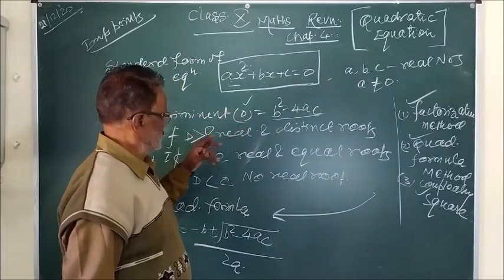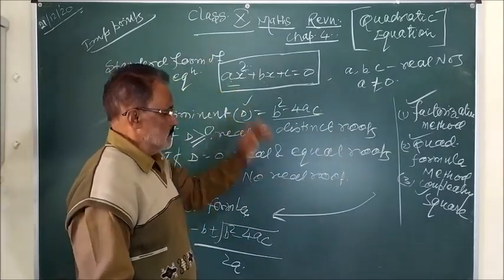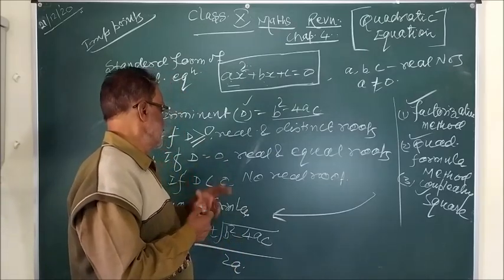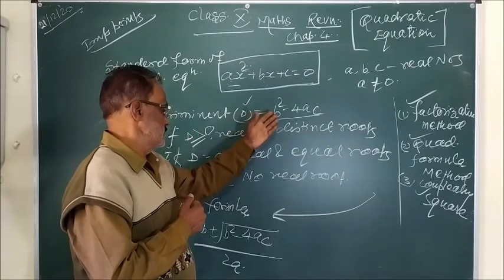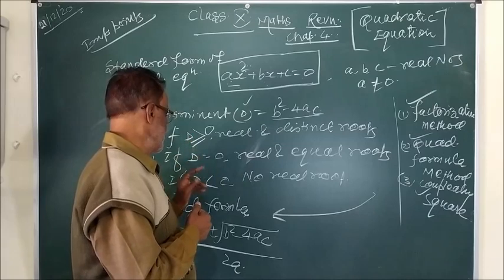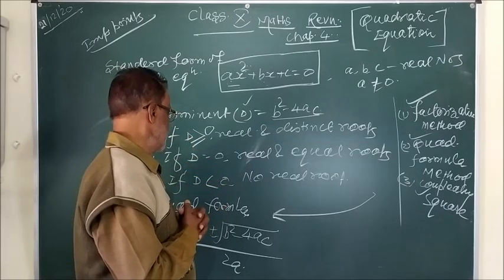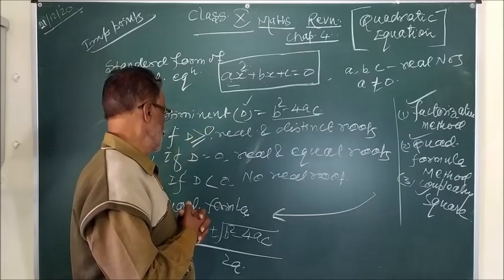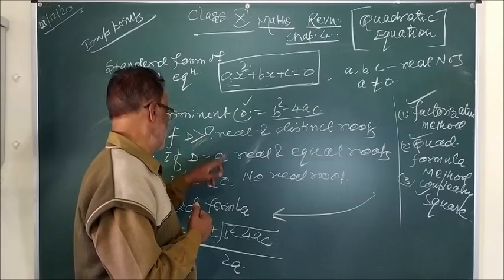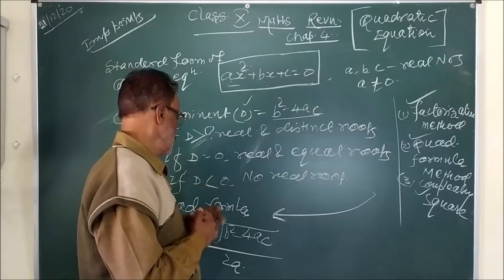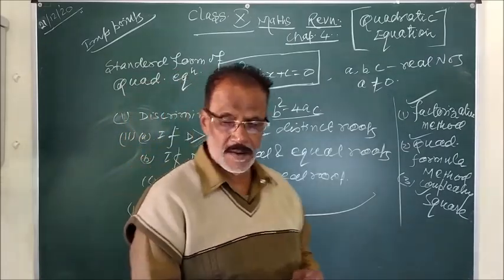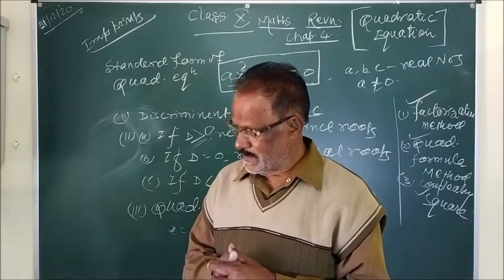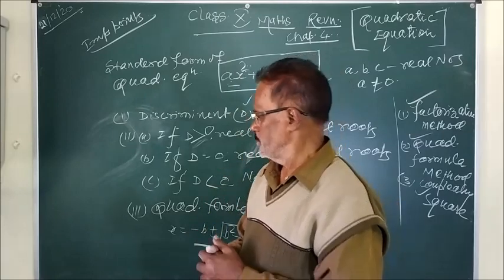That can be calculated by solving. But in advance, if you want to know whether the equation has real roots or not, these are the three conditions. You find the discriminant by using this formula. And there will be three possible situations. D may be equal to 0, D may be greater than 0, or D may be less than 0. Less than 0 means all the negative numbers are less than 0. And 0 is greater than all negative numbers.